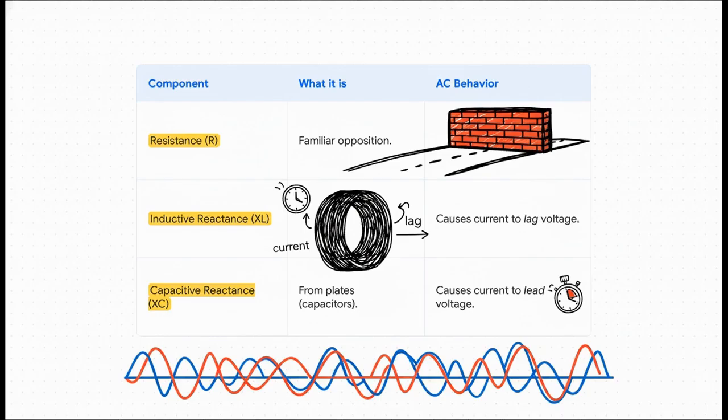Inductors, those are coils. Think of them like a heavy flywheel. It resists change, so it causes the current to lag behind the voltage. Capacitors, on the other hand, are like a spring. They react instantly and then push back, causing the current to get ahead, to lead the voltage. These two new forces, these reactances, they're not just roadblocks. They mess with the timing.